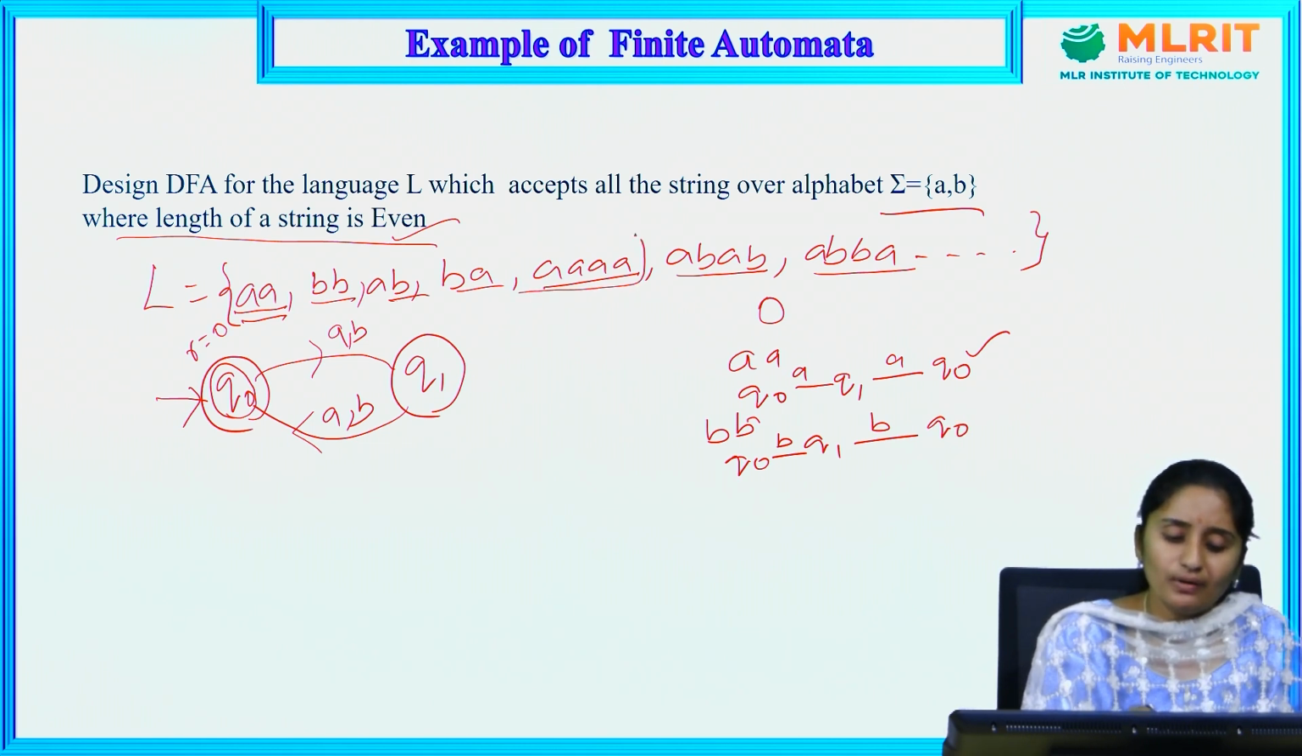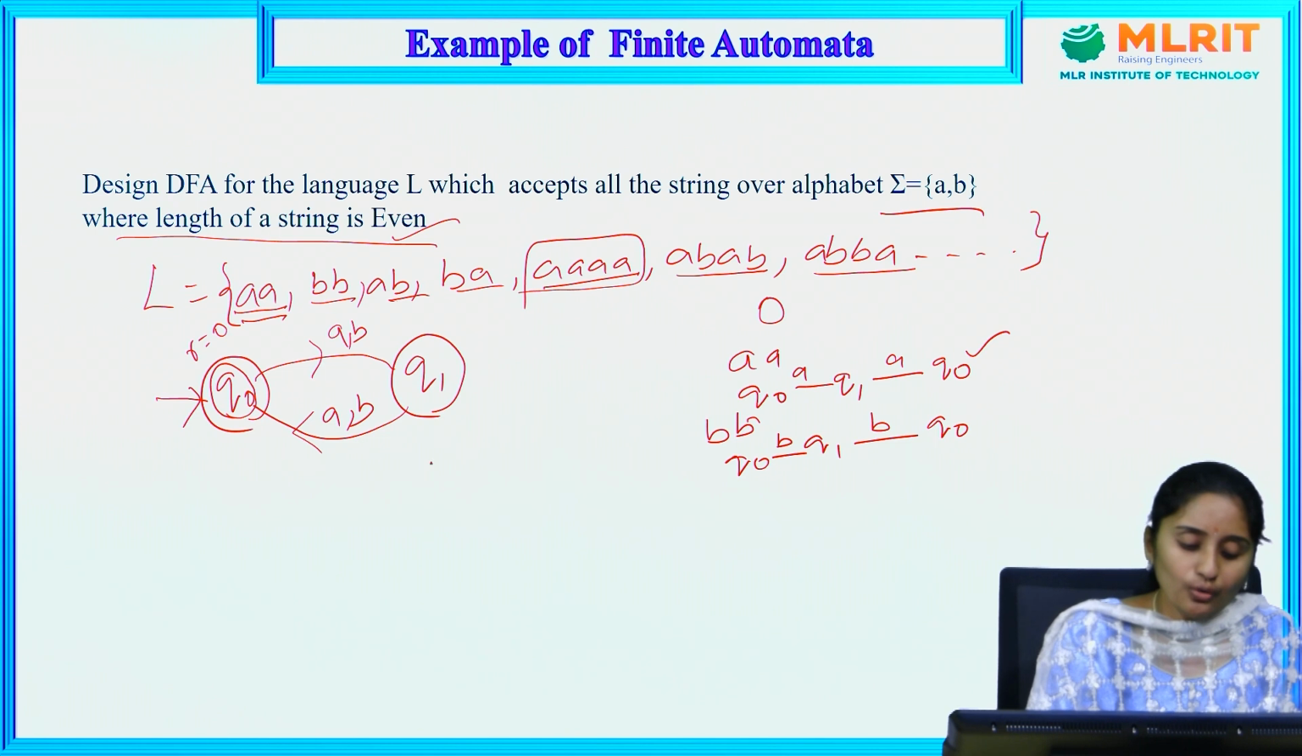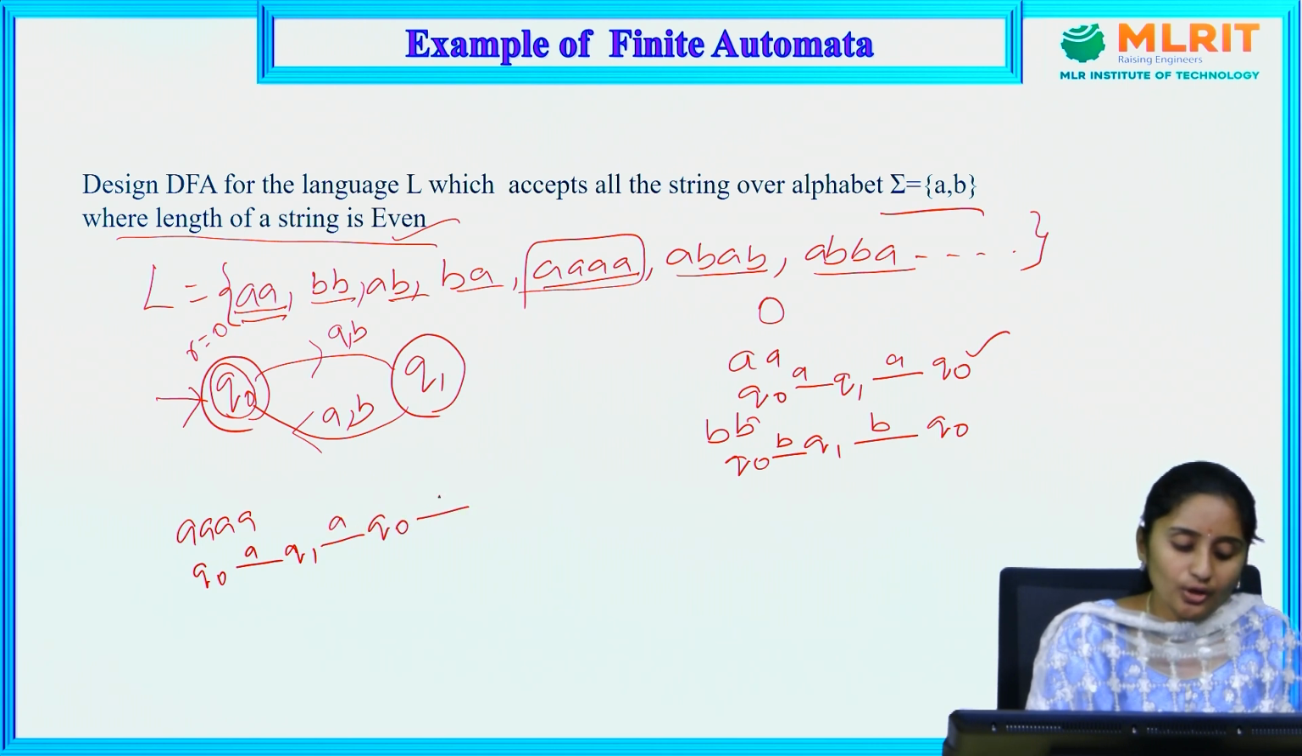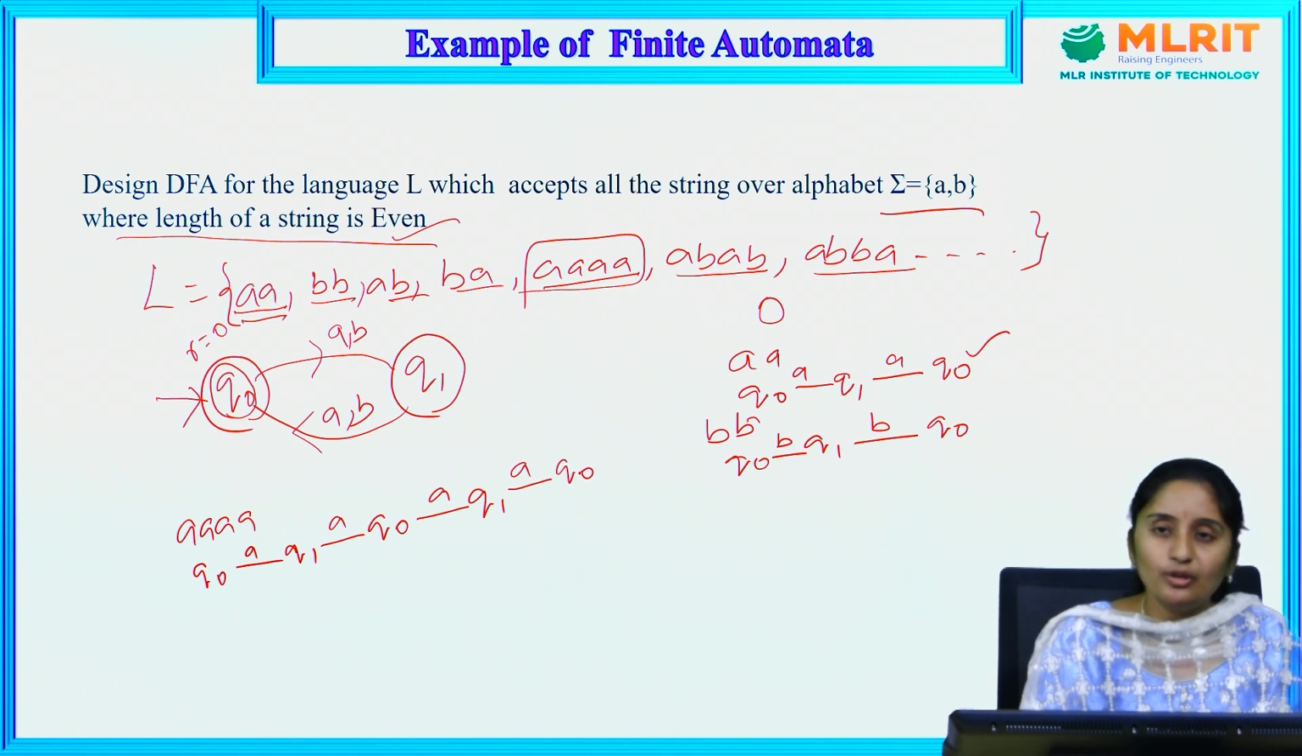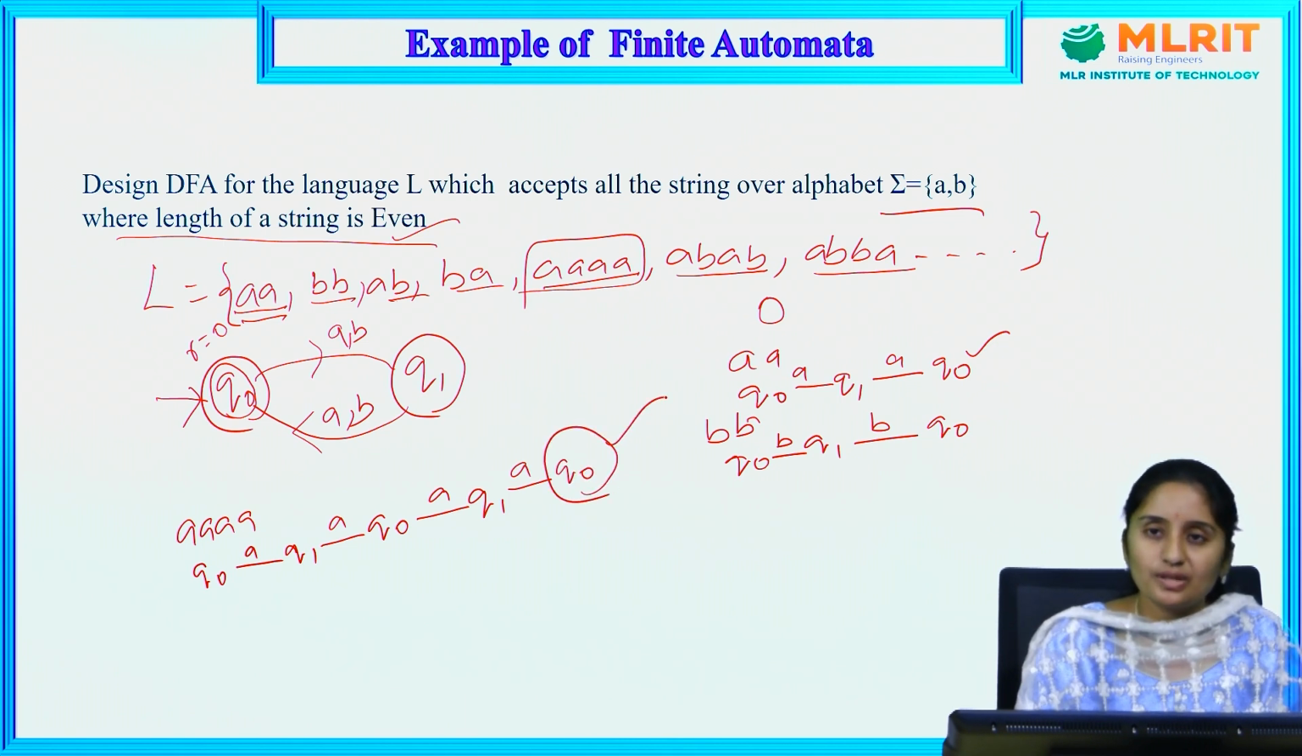So let me check for 4 A's. Q0 on A, it is moving to Q1. Q1 on A, it is moving to Q0. Q0 on A, it is moving to Q1. Q1 on A, it is moving to Q0. This string is also accepted. It is reaching my final state. So the string is accepted.